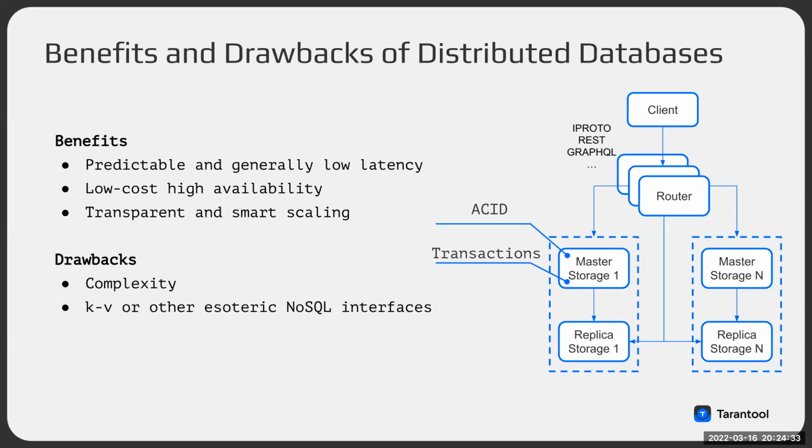As we are using a distributed cluster, the load is distributed across the nodes, and we have low cost and high availability. So we split the throughput, we split the load, and if you are using the right technology for routing, you generally get transparent and smart scaling.